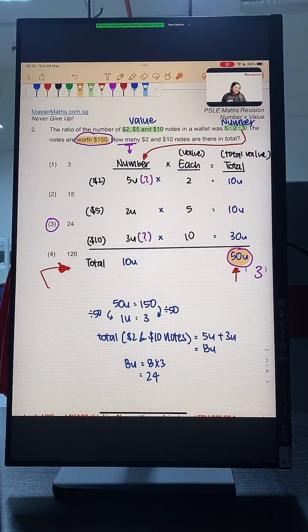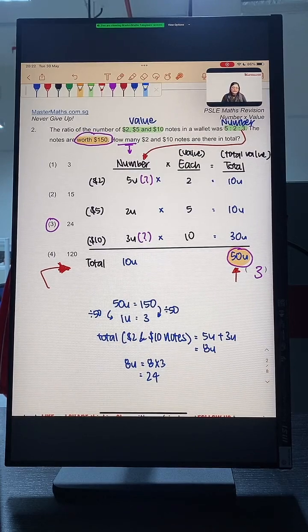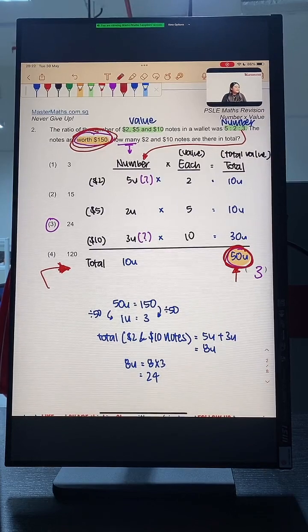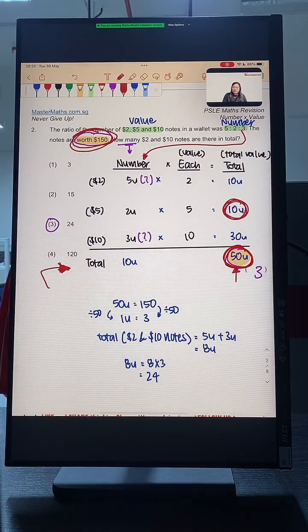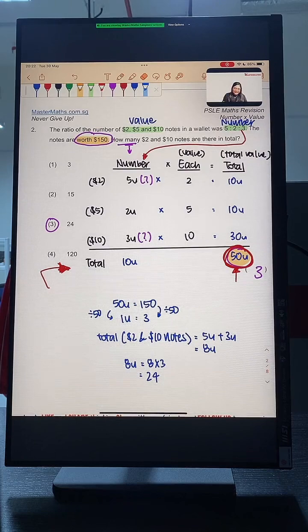So why the number times value table is very easy to use is because whatever you are given, you can pinpoint it in the table itself. They say the total notes are worth $150. So total notes, total value. That is how I pinpoint it. If the question says the $5 are worth $50, then you look for the value of the $5. If the question gives you the total number of notes instead, then you use these 10 units here. Whatever the question gives you, you can pinpoint it to whichever units it refers to.